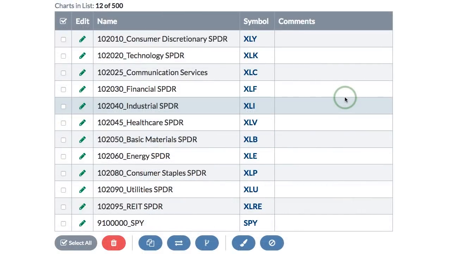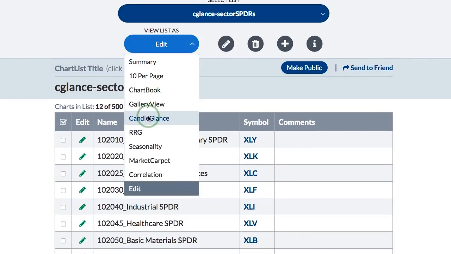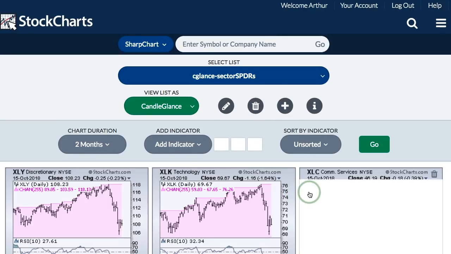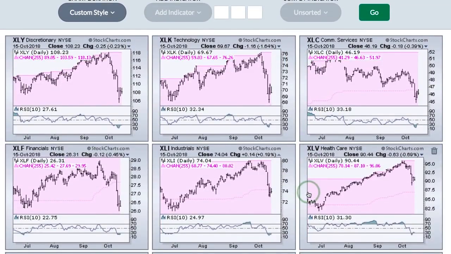Now, instead of a scan, we can also do something visual with the sector SPDRs. If we want to know how many are above or below a particular moving average, we can use the PPO to find that out. So I've created a chart list here, and you can see I've got the 11 sector SPDRs and SPY. And so I am going to view that as a candle glance chart, and that's going to give me all of them on one page. You can get up to 30 on one page.